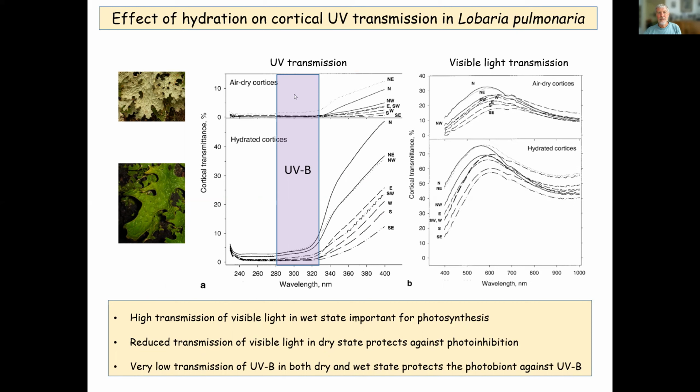However, for UV, and especially for UVB, there is a very low transmission of UVB, both in the dry and in the wet state. So the photobiont is very well protected against UVB, both in the dry and wet state.